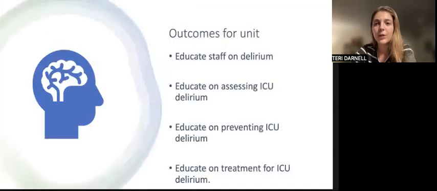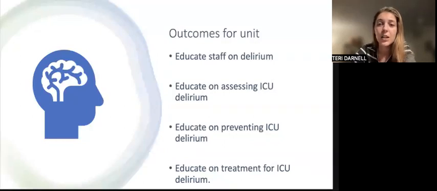My main outcome for the unit was to help educate staff on what delirium was, and how to assess, prevent, and treat it. Some of the more experienced nurses knew what it was, but were so set in their ways that they did not want to learn. Some of the new graduate nurses were unaware of what ICU delirium was and how to assess it. They were the ones more interested in learning.